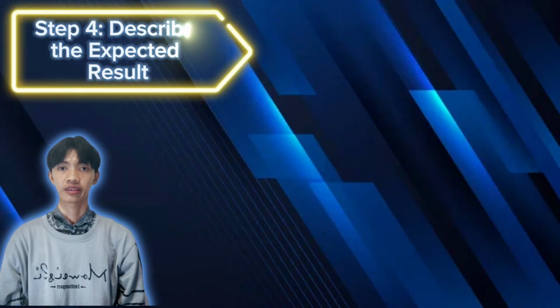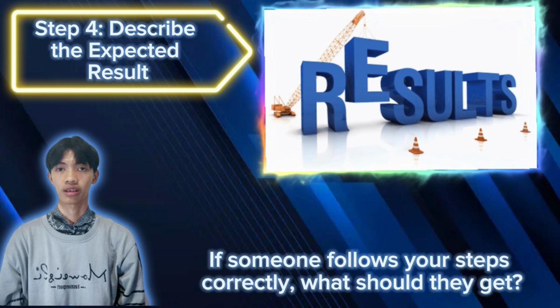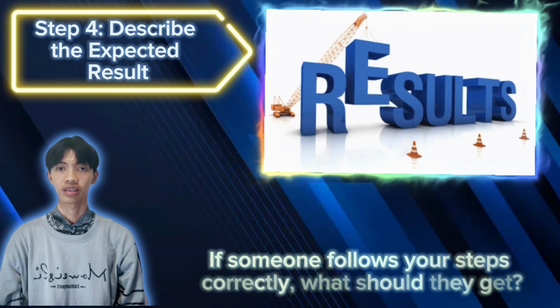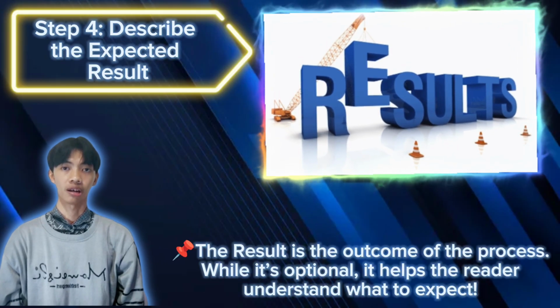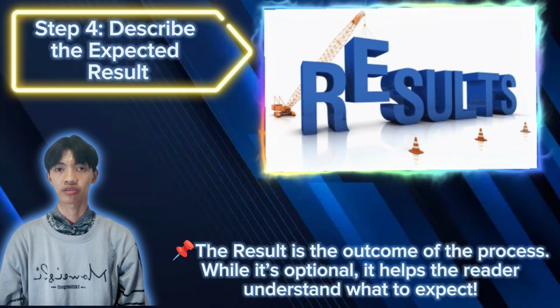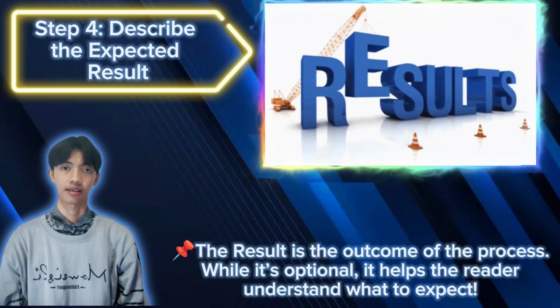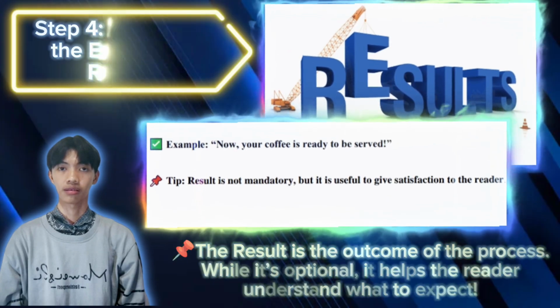Step 4. Describe the expected result. If someone follows your steps correctly, what should they get? The result is the outcome of the process. While it's optional, it helps the reader to understand what to expect. This is an example of a result.